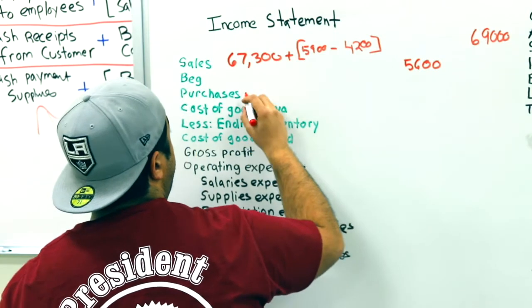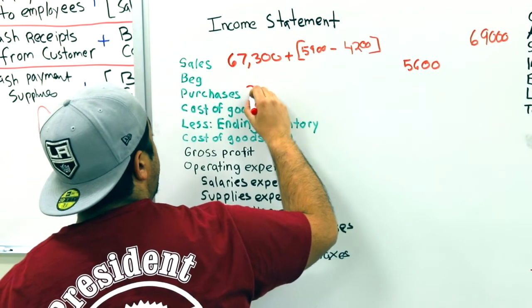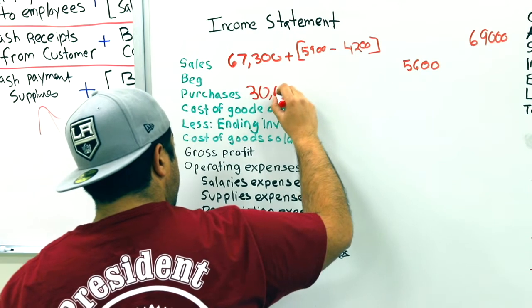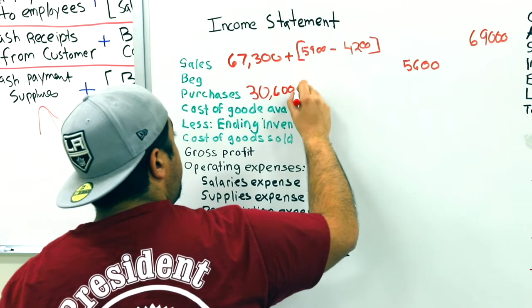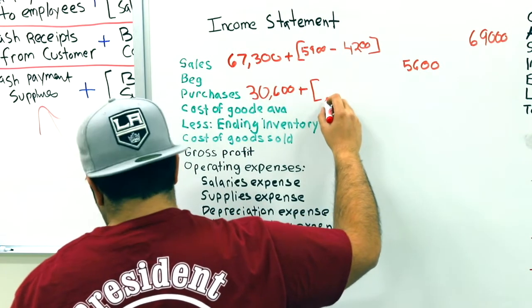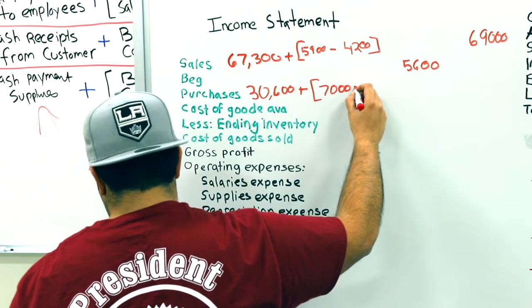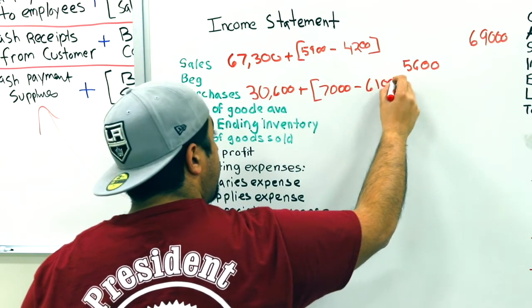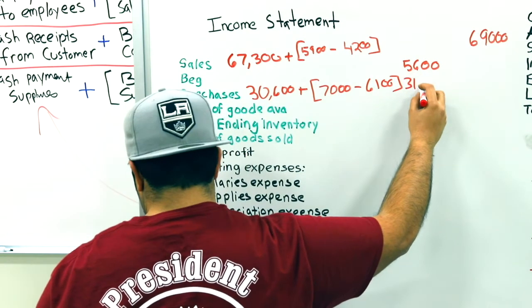Purchases is the next net that we got to solve. So purchases of 30,000 plus that other net that I was talking about, of ending of 7,000 minus 6,100, which is 31,500.